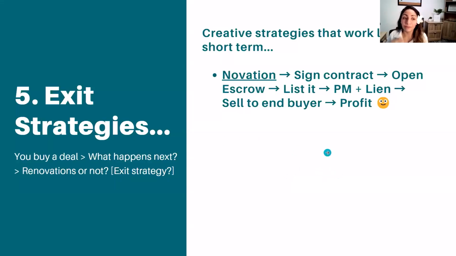So here are some different strategies. I already walked through the Novation strategy where we signed the contract, we opened escrow, and listed it. So this entire time, the property is still in the original owner's name. And like I mentioned before, the lien against the property with the promissory note, and then also the, oh my gosh, what was it called?